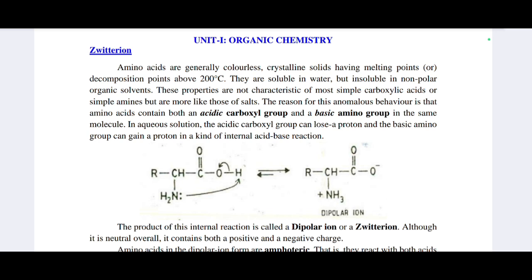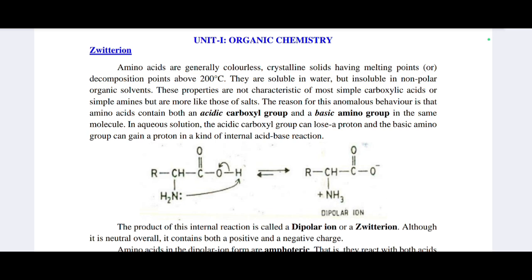Normally, amino acids are colorless crystalline solids and their melting points are above 200 degrees. Mostly they are soluble in water, but insoluble in non-polar organic solvents. They show the properties of carboxylic acids in some cases and amines in some cases.